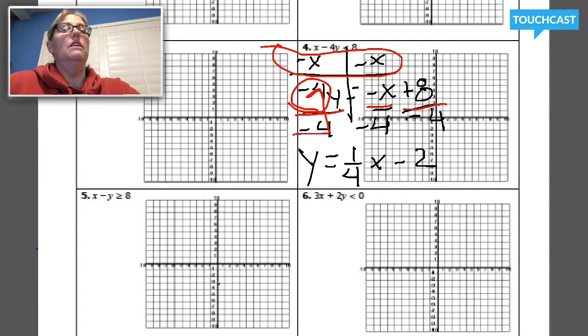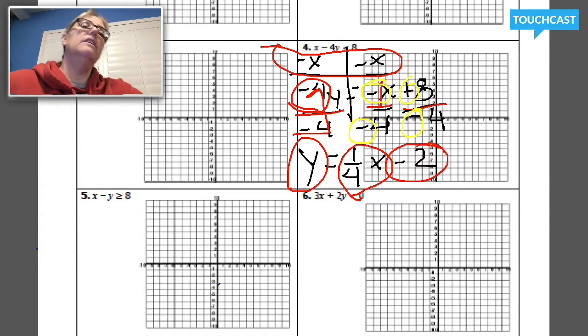This becomes 1, so all I have is 1y right here. And then the number in front of x is a 1. But you have to remember a negative divided by a negative, because they're both negative here. The 1 here is negative and the 4 here is negative. So when I simplify it, a negative divided by a negative is a positive. And that's why I got positive 1/4 x here. And then a positive 8 divided by a -4 yields a -2. And that's what I get here.